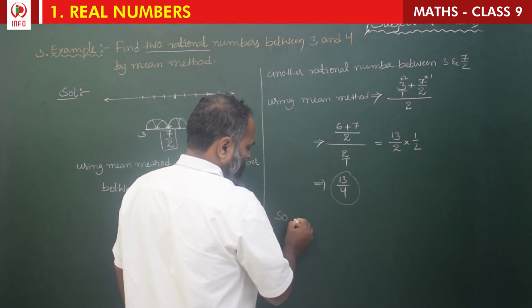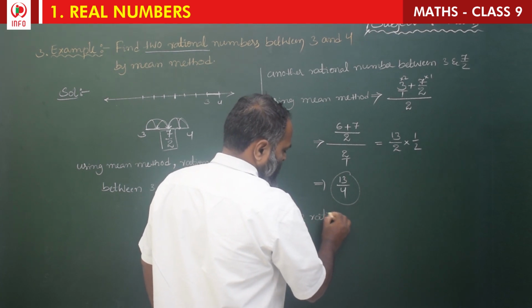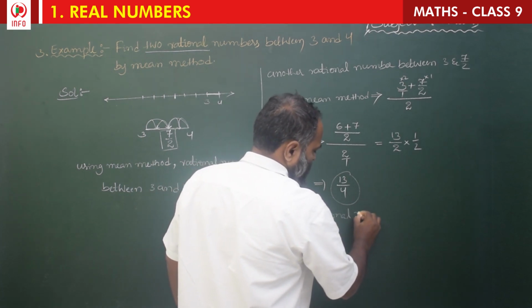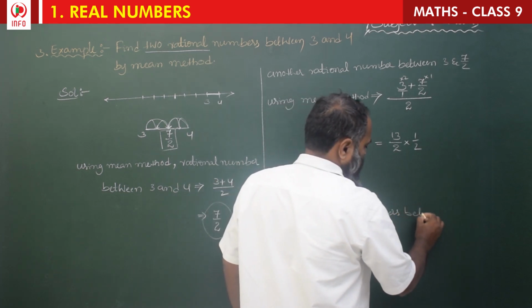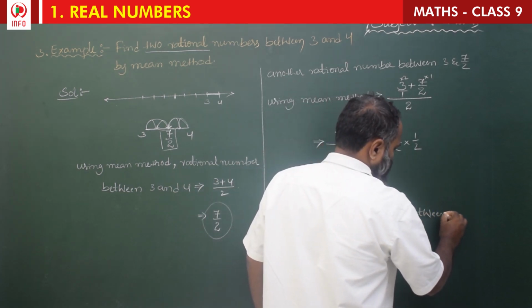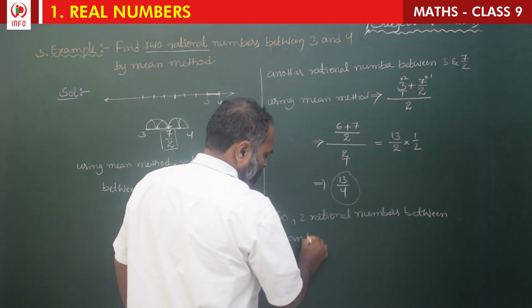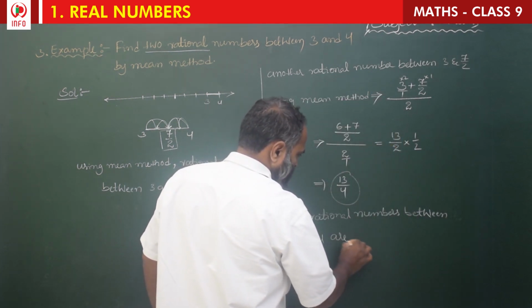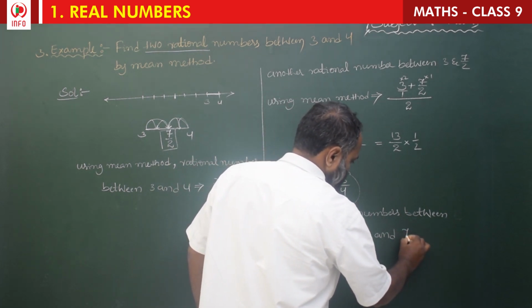So, two rational numbers between 3 and 4 are 13 by 4 and 7 by 2.